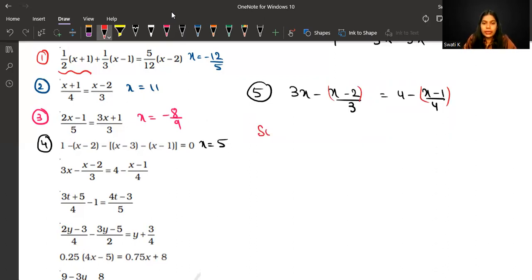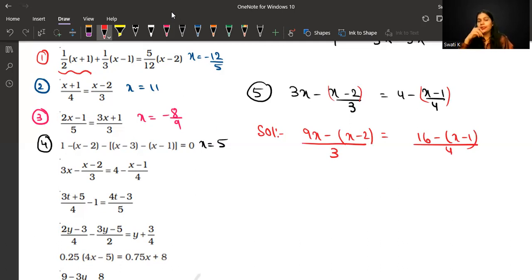Now, if you take an LCM here, so clearly this will become 3 and this will become 3. 1 times 3 is 3, so 3 times 3 is 9x minus this x minus 2 as it is. Here if we'll take LCM, so this is 4, this is 16 minus in bracket x minus 1. I hope there is no doubt in taking the LCM. If you have a doubt in taking the LCM, let me know that as well in the comment section, because my intention is to make all of you understand all these simple things. Okay. So yes, I'm expecting here that you know how to take LCM. If you don't know, feel free to ask me. Feel free to let me know in the comment section.